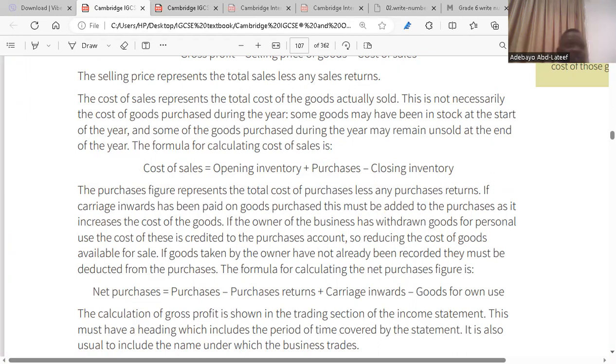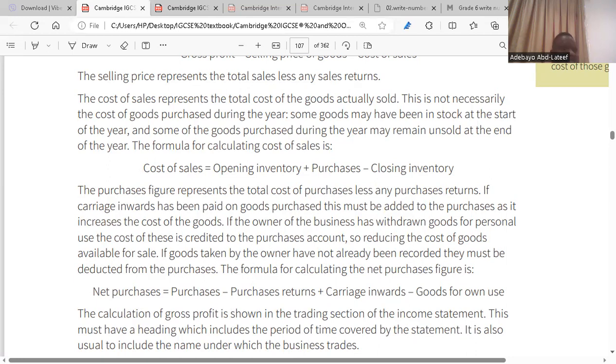We had purchases to our stocks. At the end of the year, we have some stocks left, yes? We need to know the value of the stocks left. You less it from what you have. That gives us our cost of sales. So opening inventory plus purchases minus closing inventory is our cost of sales. So sales minus cost of sales gives us our gross profit.